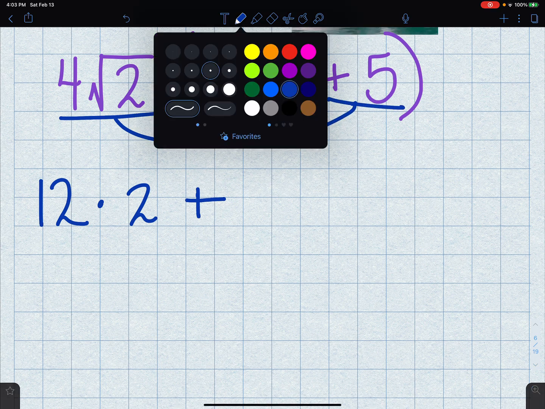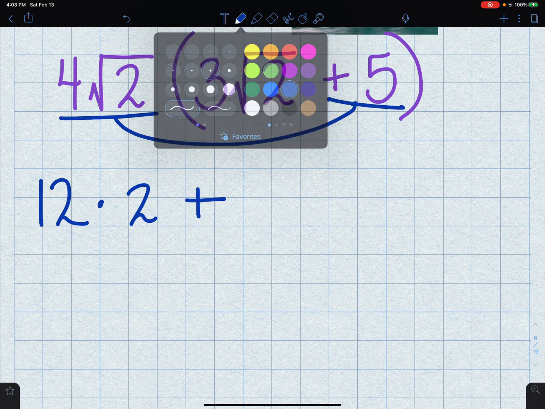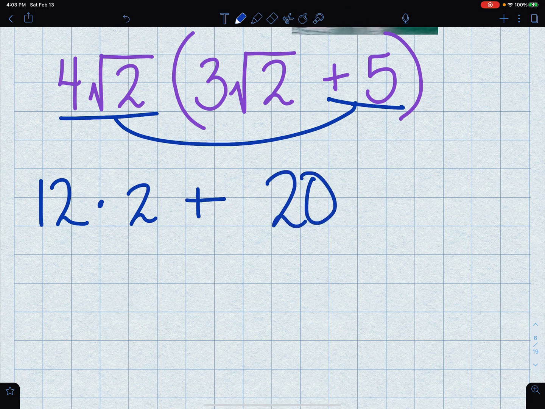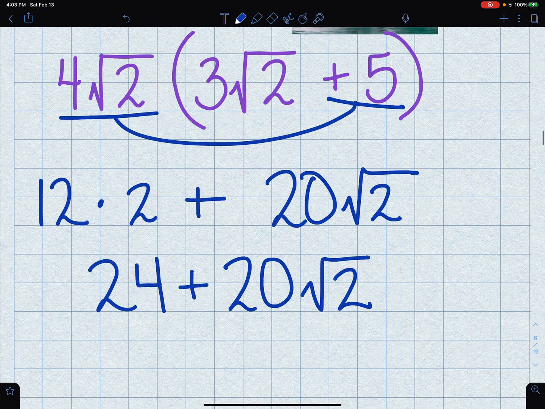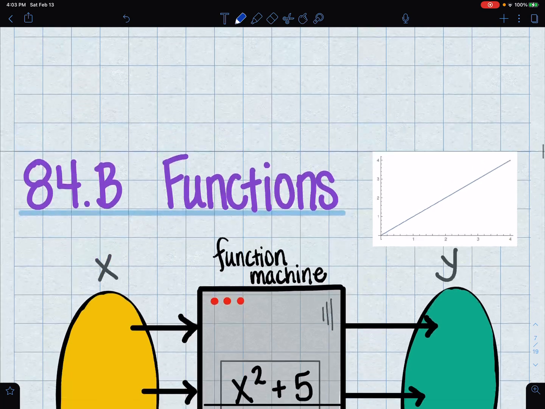So let's multiply the coefficients first. So it's going to be 20 times square root 2. Okay, so 12 times 2 is 24 plus 20 square root 2. That's it. I think that's the final answer. Yes, and that's what they got in the book. So we're all on the same page.